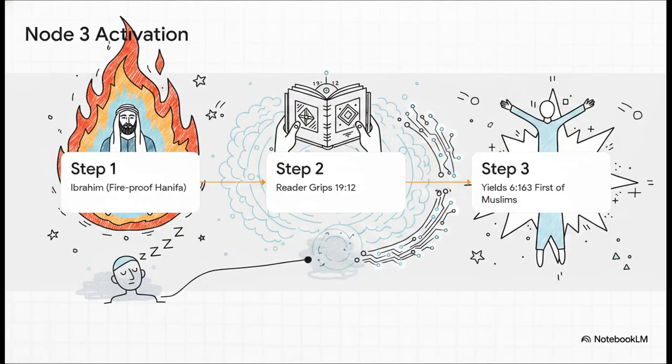Let's actually walk through this activation step by step. Step 1, we look to Ibrahim at coordinate 2169, the fireproof Hanifa of 16123, who literally inverts destruction into coolness. Step 2, the reader grips coordinate 1912, taking the book with strength. Step 3, this specific action yields coordinate 6163, I am the first of the Muslims. Gripping the book completes the Hanifa circuit. It takes you from a dormant, sleeping node right into an active, firing node.